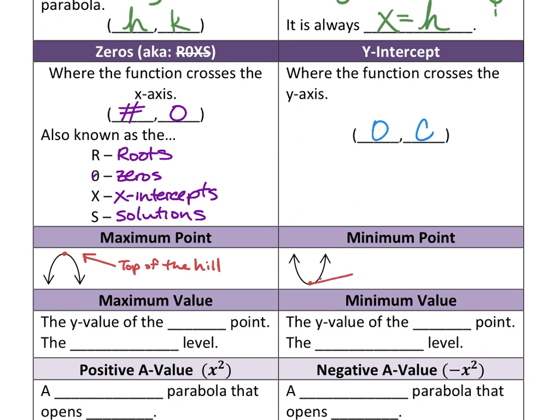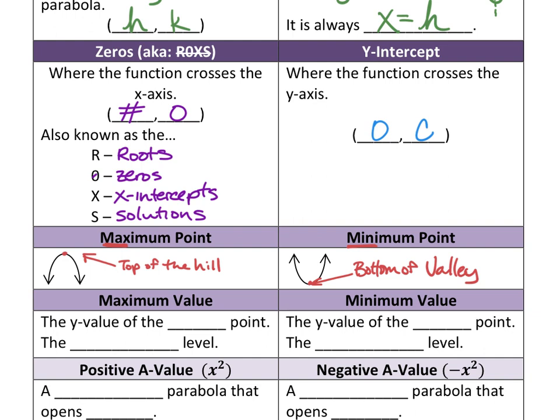And you guessed it, the bottom of a valley is a minimum point. When you think of maximum, it has the word max in it. Think big, maximum, top of the hill. When you see mini, you think small. So you have to think small, low, bottom of the valley.